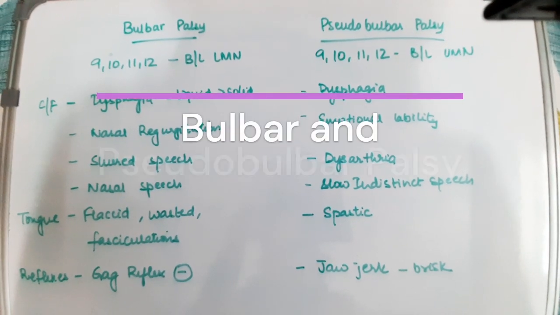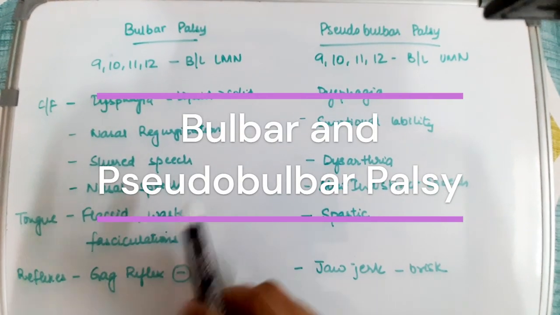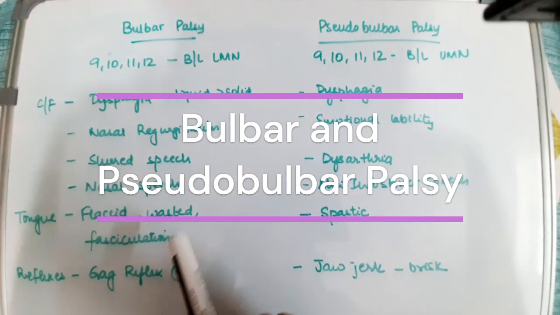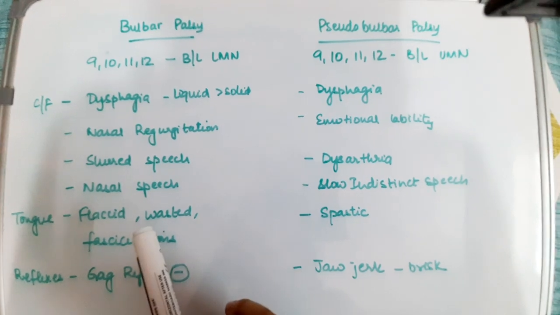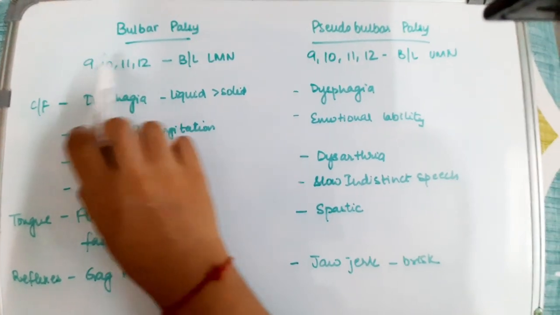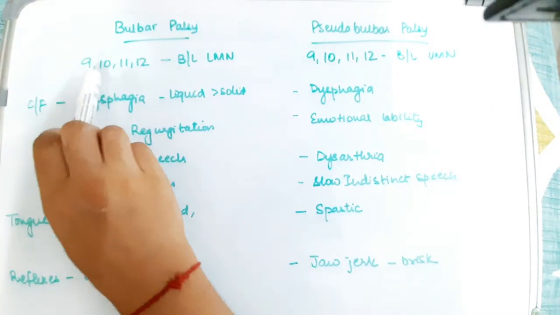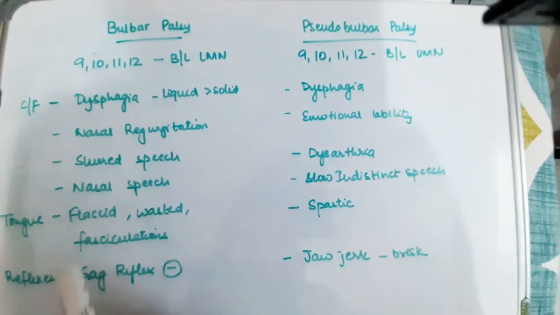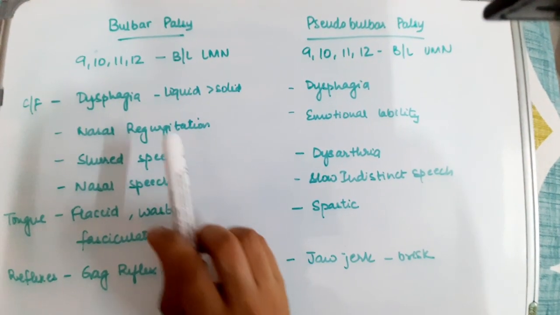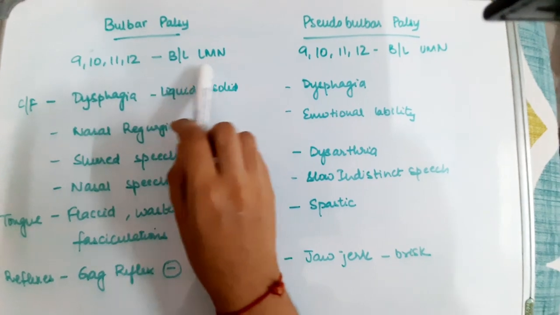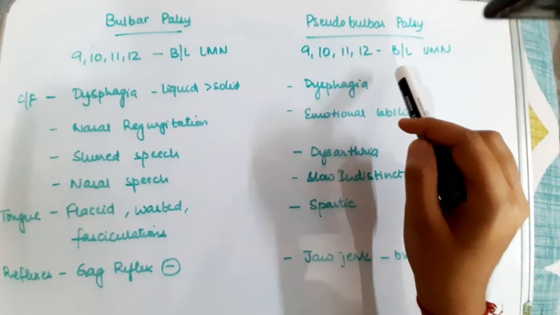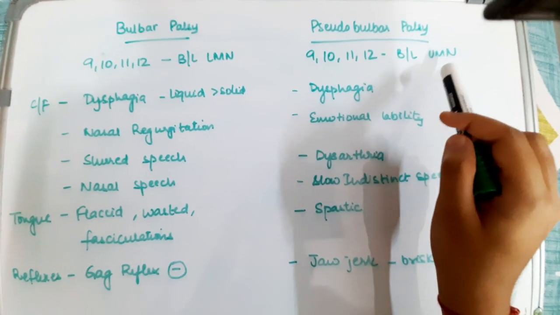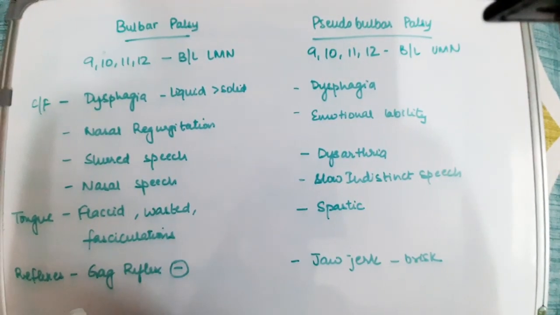Hello everyone. In this video, we will see the differences between bulbar palsy and pseudobulbar palsy. In both of these cases, the lesion that we see is in cranial nerves 9, 10, 11 and 12. In bulbar palsy, there is a bilateral LMN lesion of these cranial nerves, whereas in pseudobulbar palsy, there is a bilateral UMN lesion, or an upper motor neuron lesion.